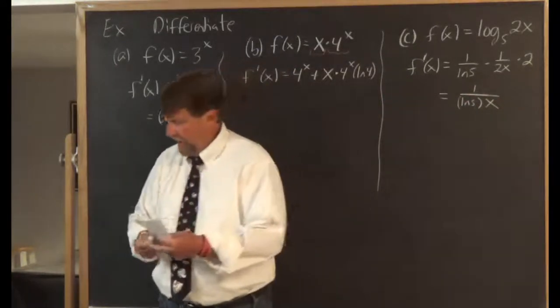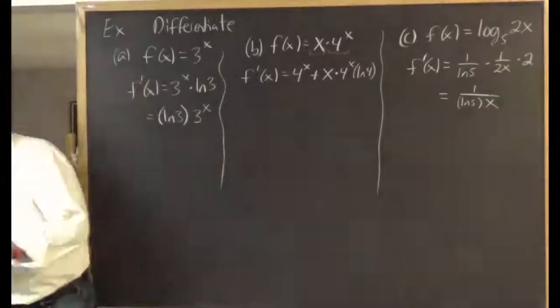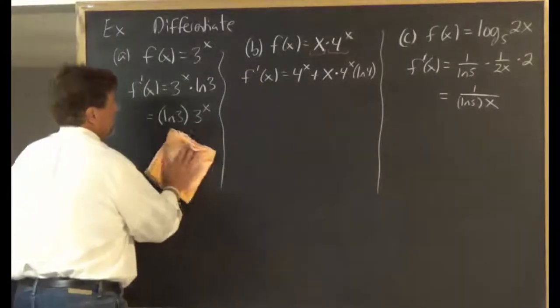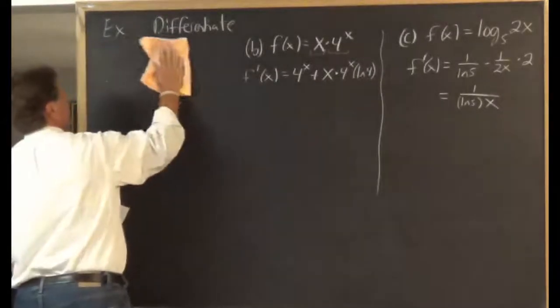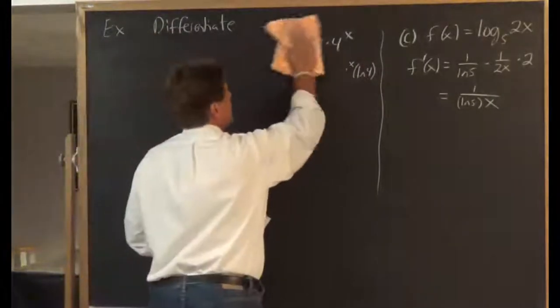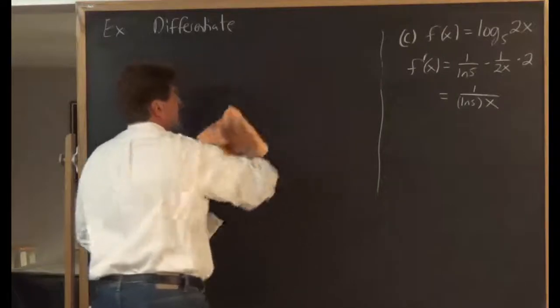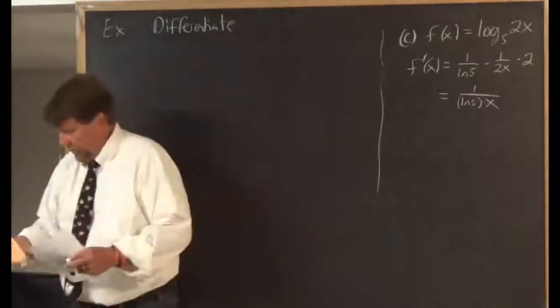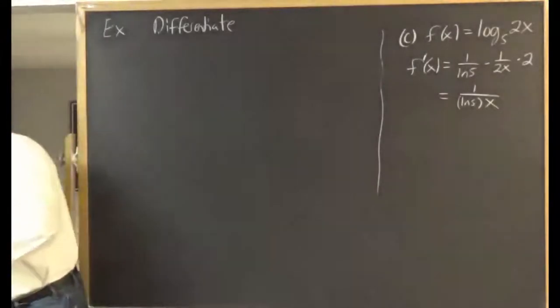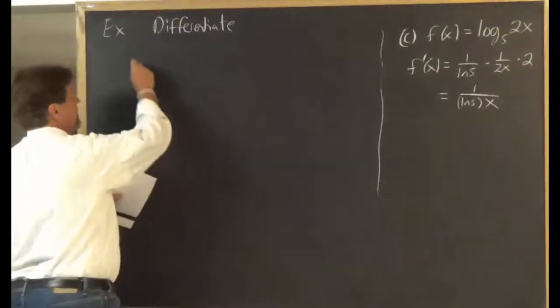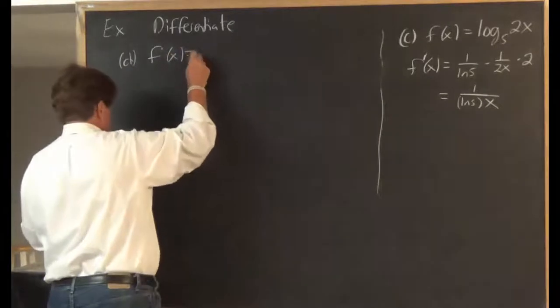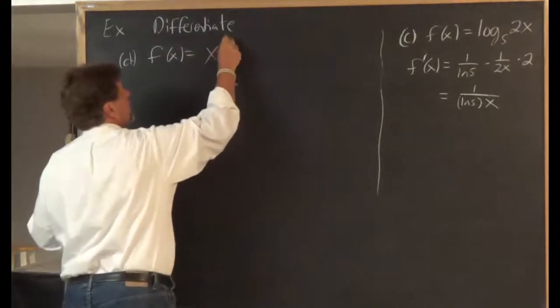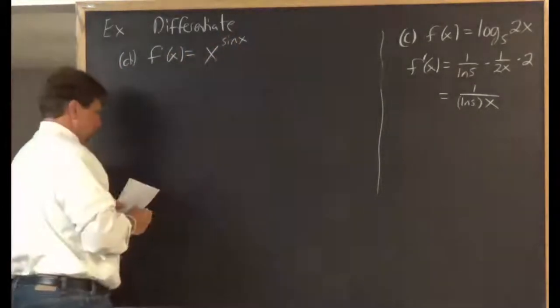And then there was a part D. So bear with me as I erase the board and get part D up here. And part D should look kind of familiar. It was the last example we did in section 7.2. It was an example of logarithmic differentiation. And I put this here because I'm going to show you an alternative way to do it.